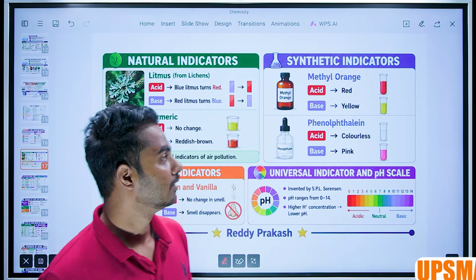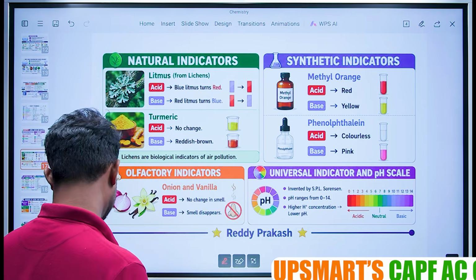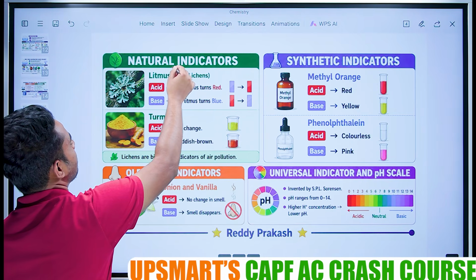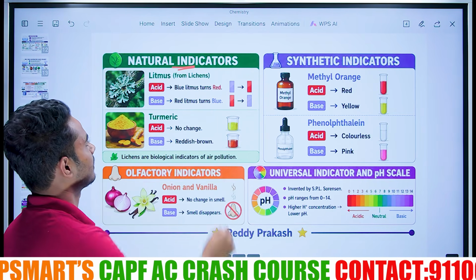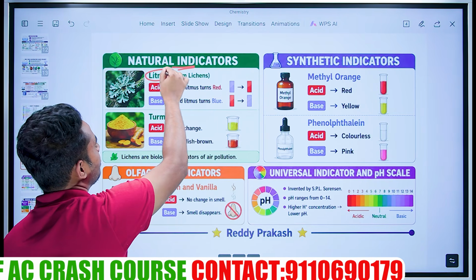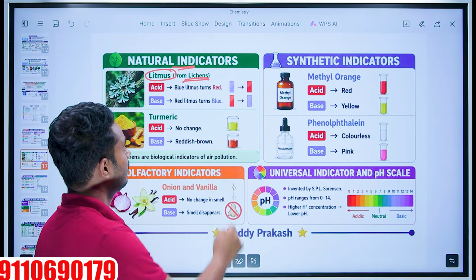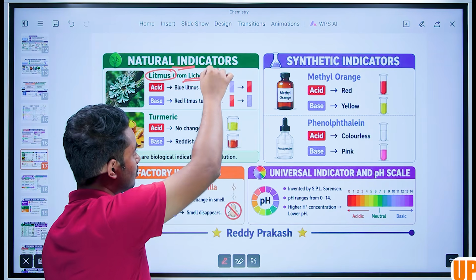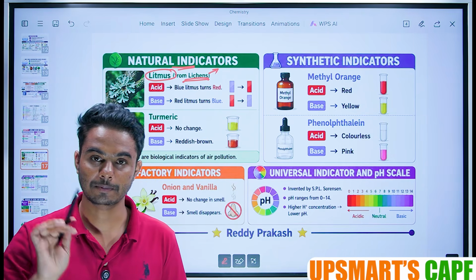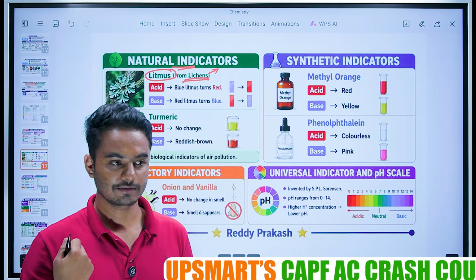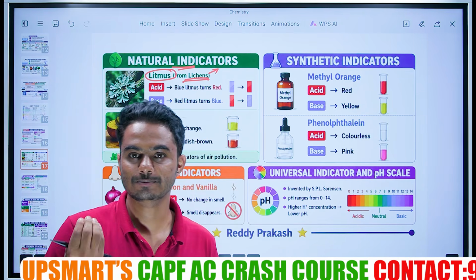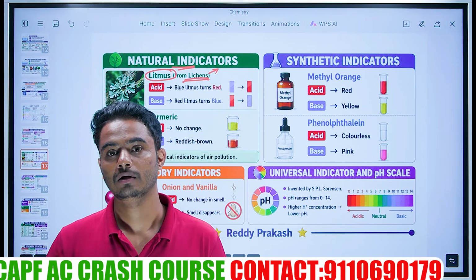First one I told you, natural. Natural indicators are present naturally. We have seen the litmus paper, right? Litmus paper is obtained from lichens. Lichens are natural. From lichens, litmus paper is made. Usually, a question will be asked: is litmus paper a natural or synthetic indicator?